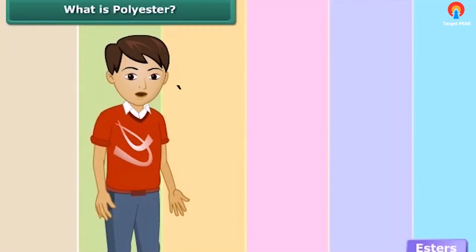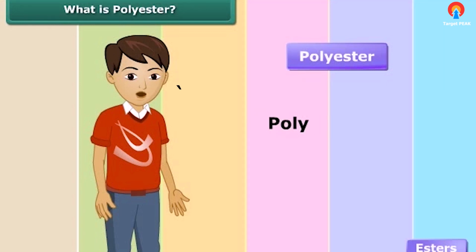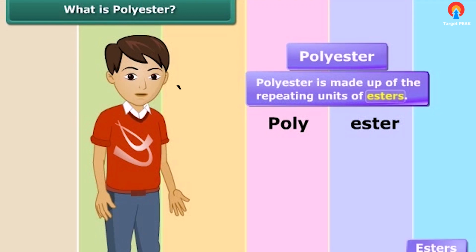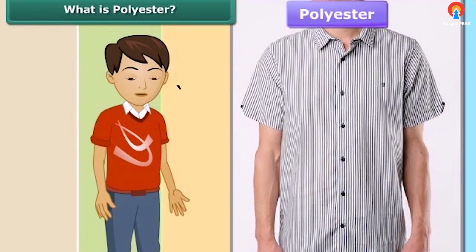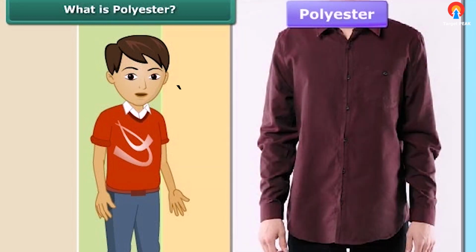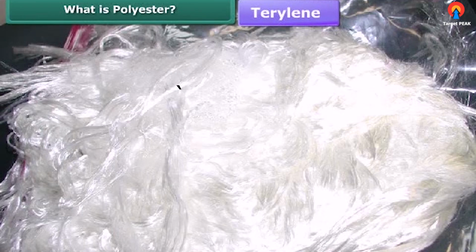Can you guess just by hearing the word polyester, what it is made up of? As the word polyester comes from words poly and ester, it is clear that it is made up of repeating units of esters. You must have seen people wearing nice polyester shirts and other dresses. Fabrics made of this fiber do not get wrinkled easily, remain crisp, and are easy to wash. Have you ever heard of Terylene? It is a popular polyester fiber.